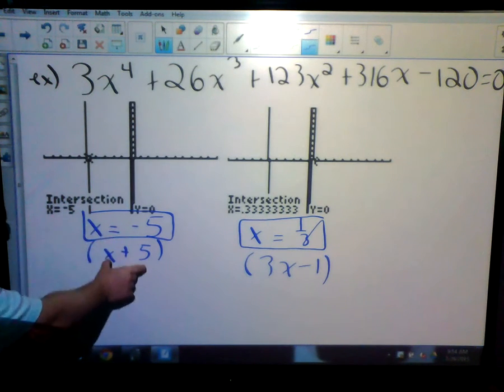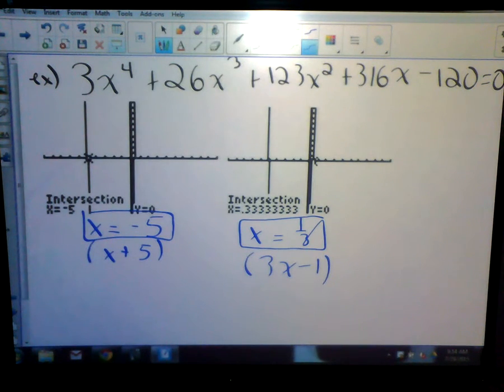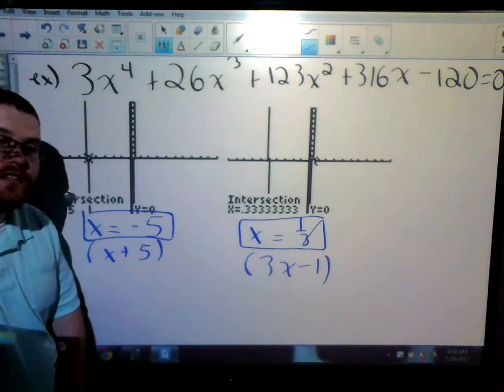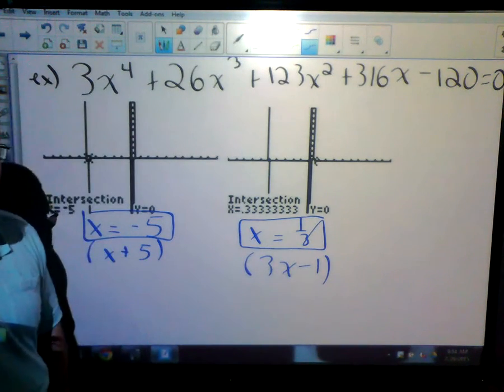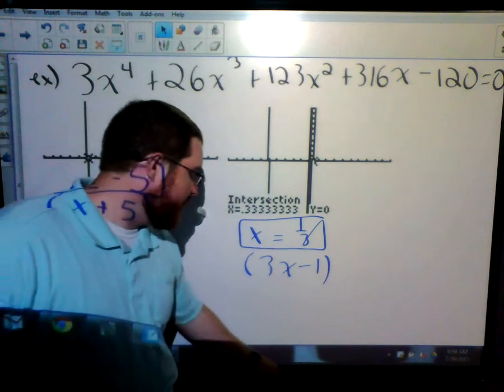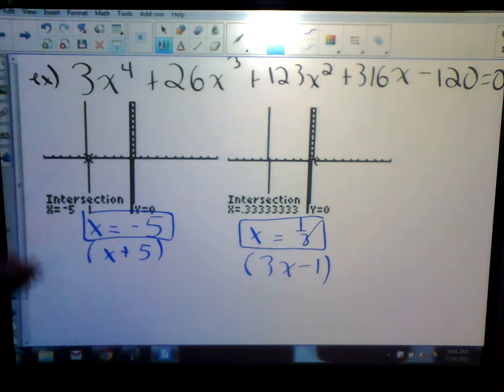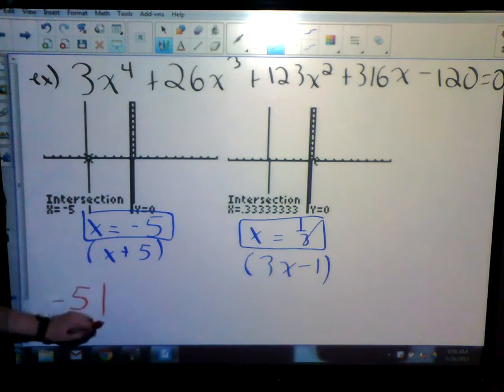I'm going to use synthetic division on this one. But I can't use synthetic division on this one. Why? Because it's not just x minus something. It's 3x. So the first thing I'm going to do is take the problem and use synthetic division on it.